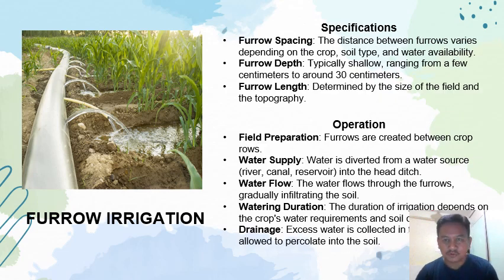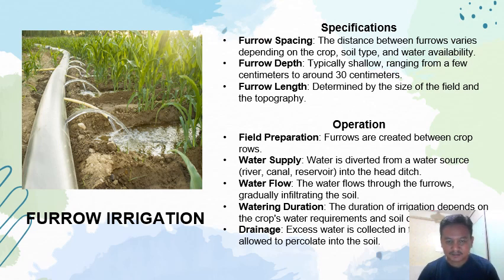Furrow irrigation specification. Furrow spacing. The distance between furrows varies depending on the crop, soil type, and water availability. Furrow depth, typically shallow, ranging from a few centimeters to around 30 centimeters. Furrow length, determined by the size of the field and the topography.